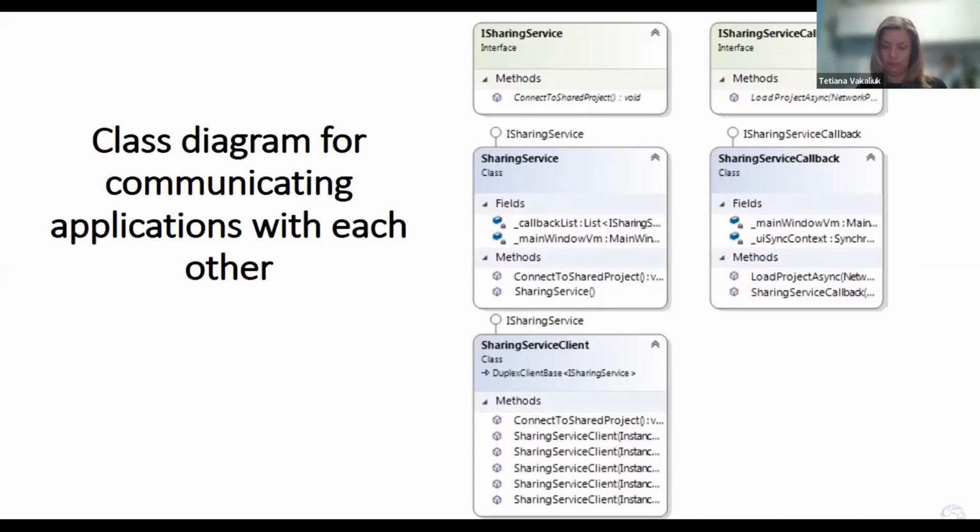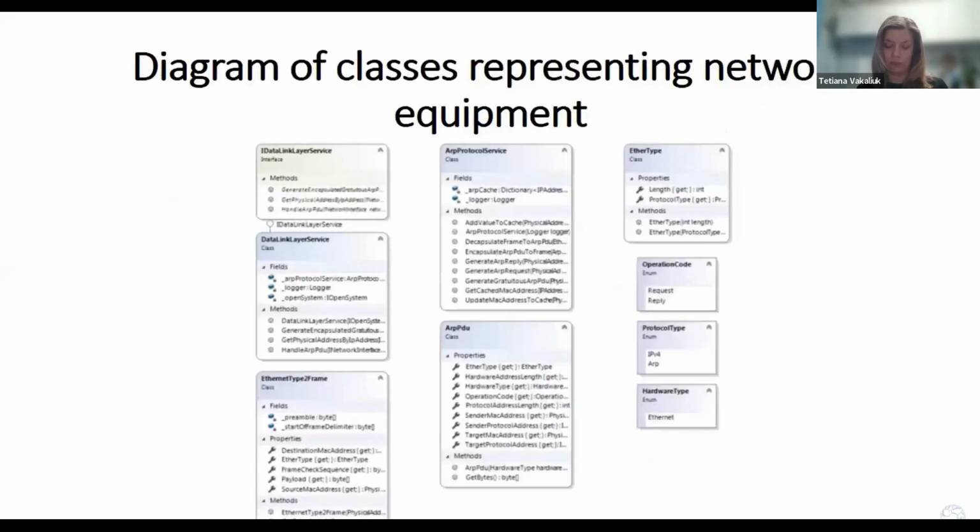The diagram also shows four classes of view models, which contain the user interaction logic, and two models, which store information about devices. In the diagram, you can see the classes for communicating an application with another application of this type. The classes are implemented using the VCF framework. They are designed and implemented in such a way that the application can work in client-server mode.